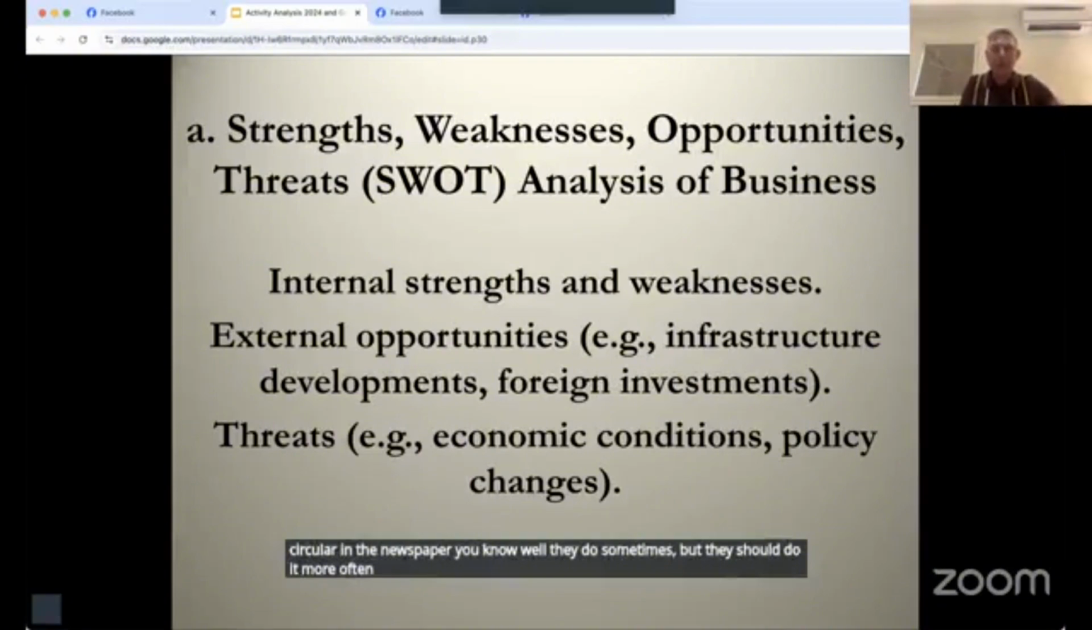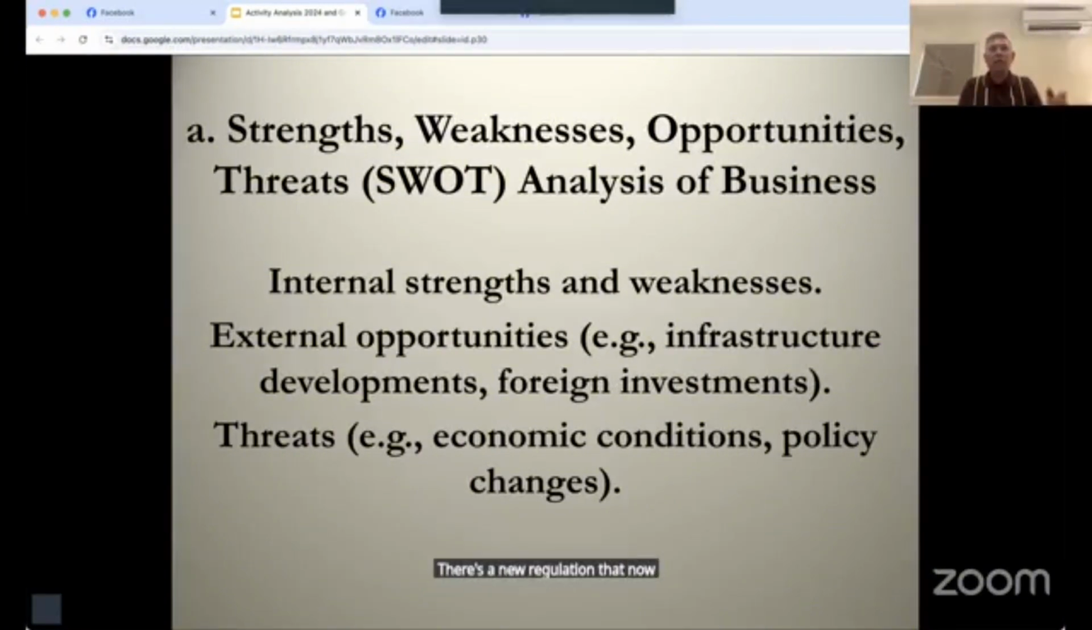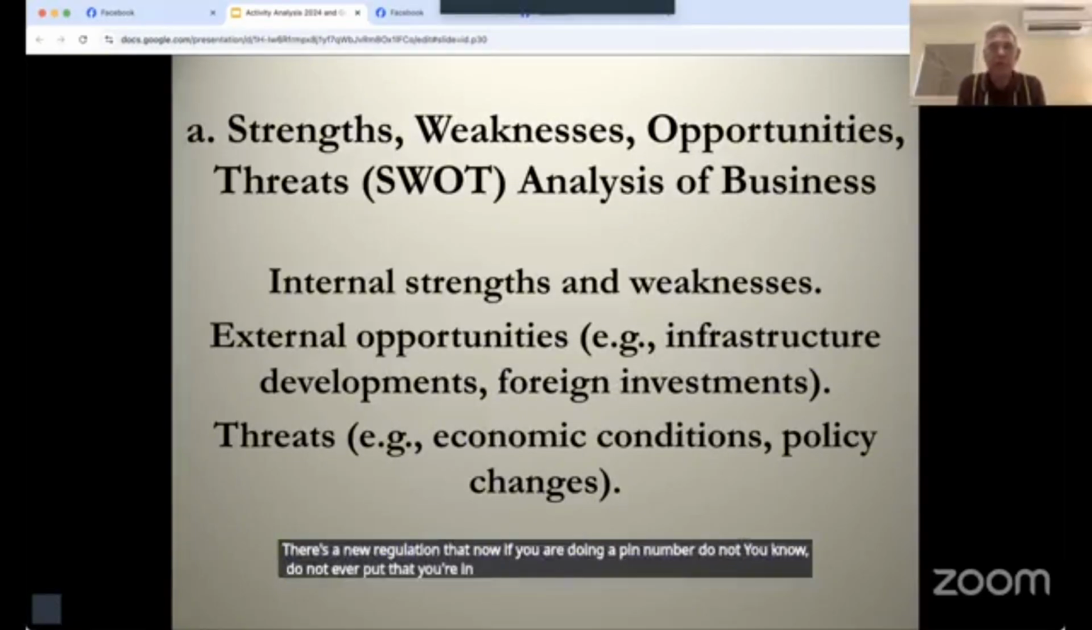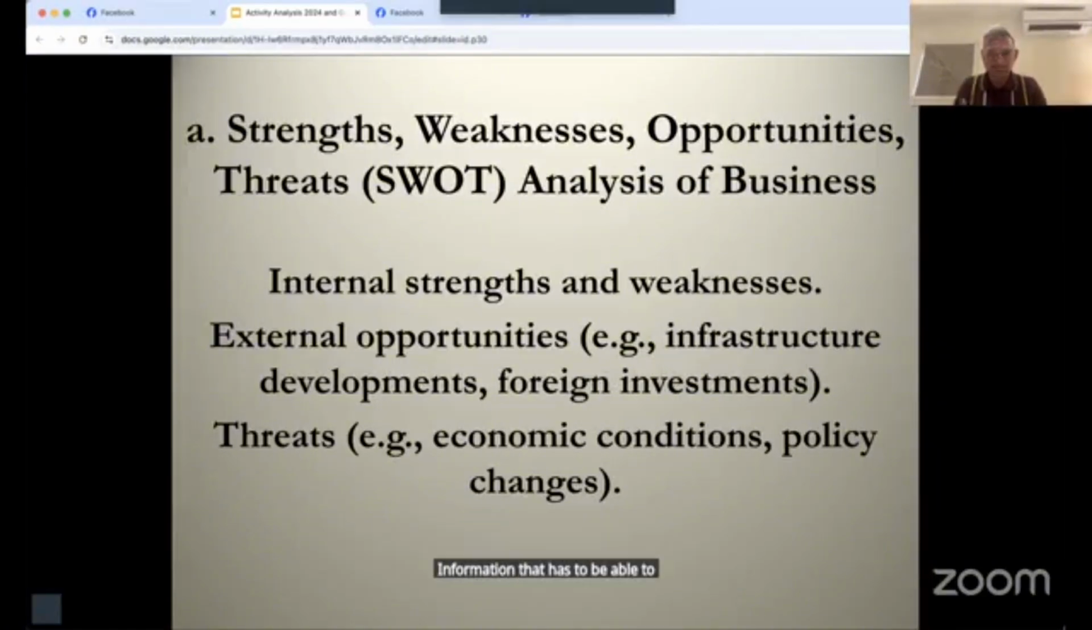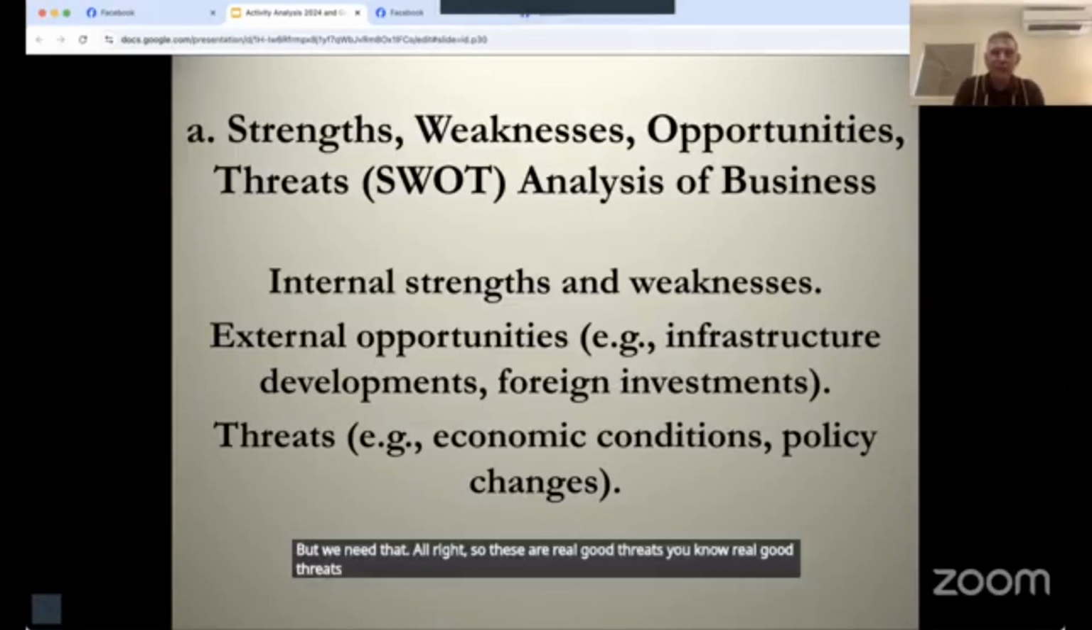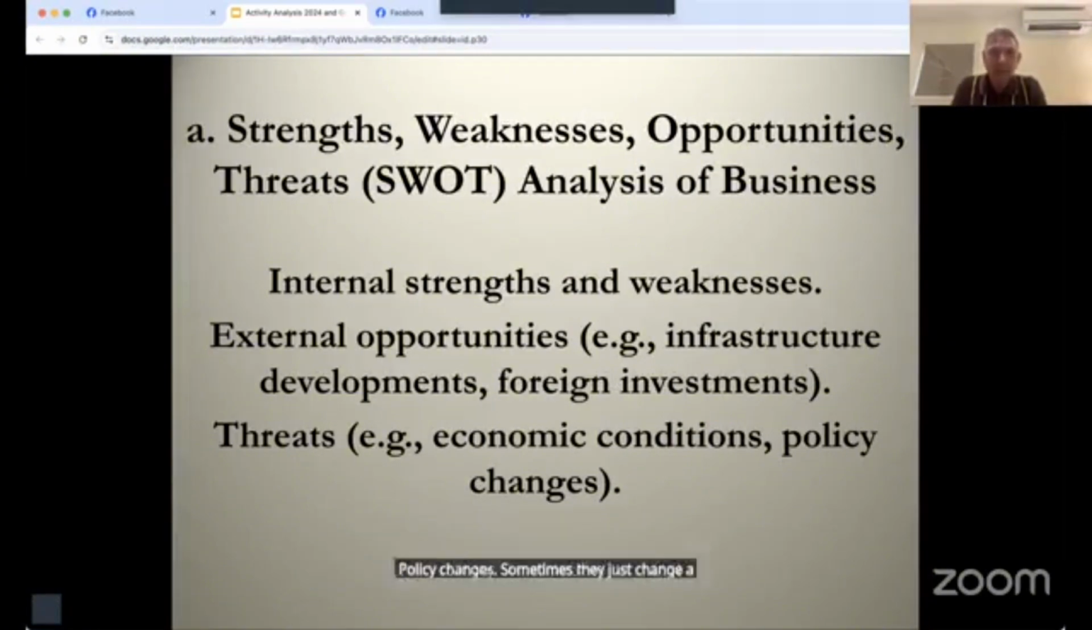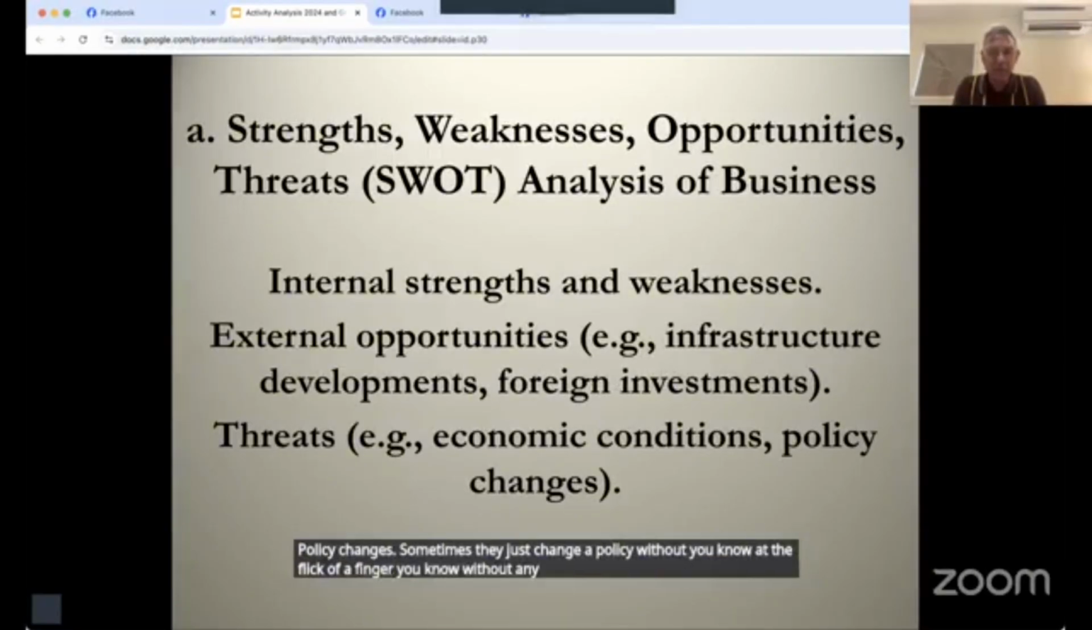There's a new regulation that now, if you are doing a TIN number, do not ever put that you're in real estate, because if you put in real estate, then every deal that you have will be valuable. So this is information that has to be given to people, right? But we need that. All right. So these are real good threats, and that's actually affecting the industry. Policy changes. Sometimes they just change a policy at the flick of a finger, without any hearings or so.